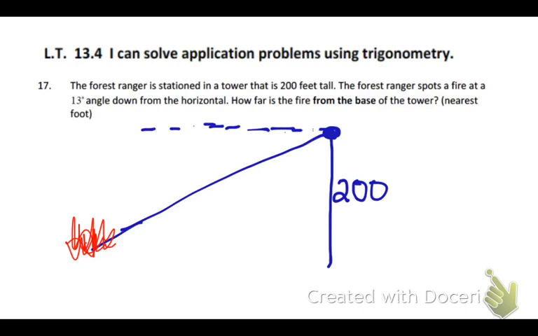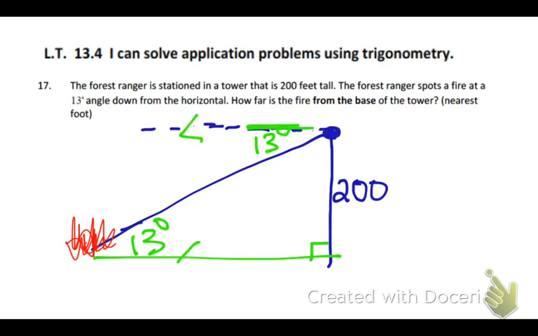And then let's put the angle measure in there. So let's put 13 degrees here. So that's 13 degrees from the horizontal. Again, this is the horizontal. Then if we make a triangle out of this, we know that this is 13 degrees too, because these are alternate interior angles. These are parallel, and so that's 13 and that's 13. The question is, how far is the fire from the base, so that we're looking for that.